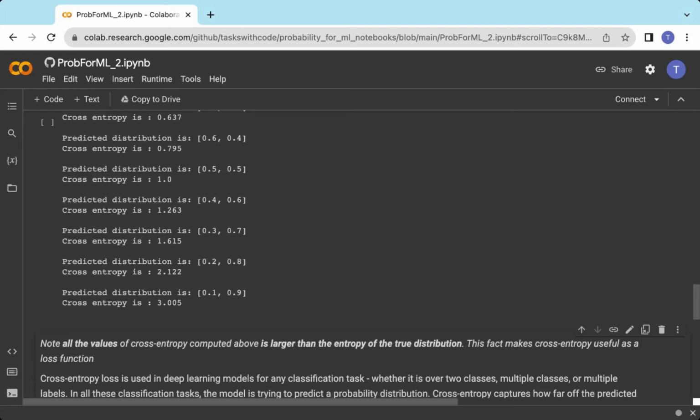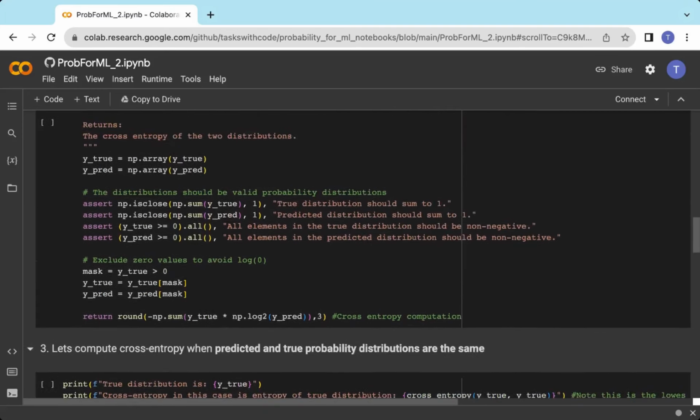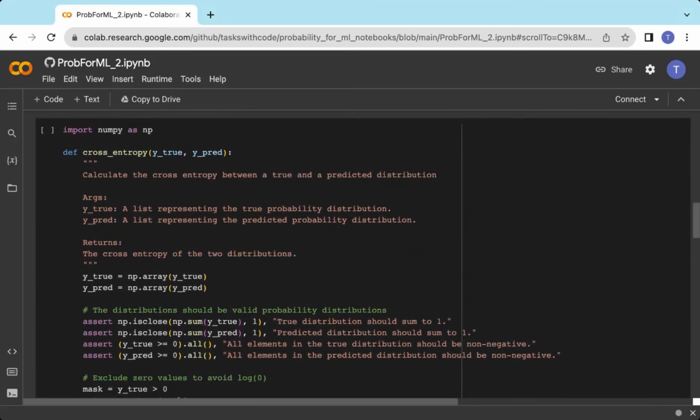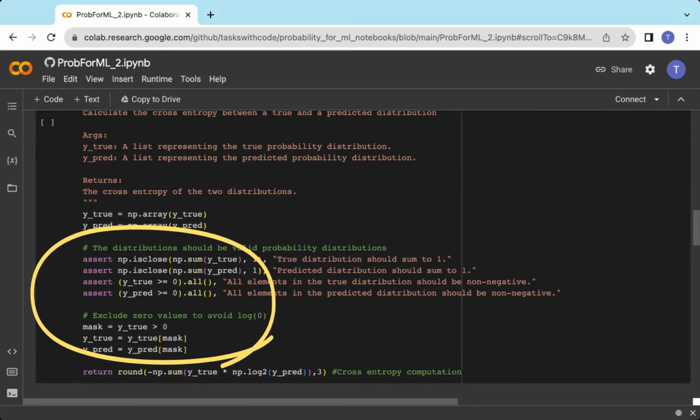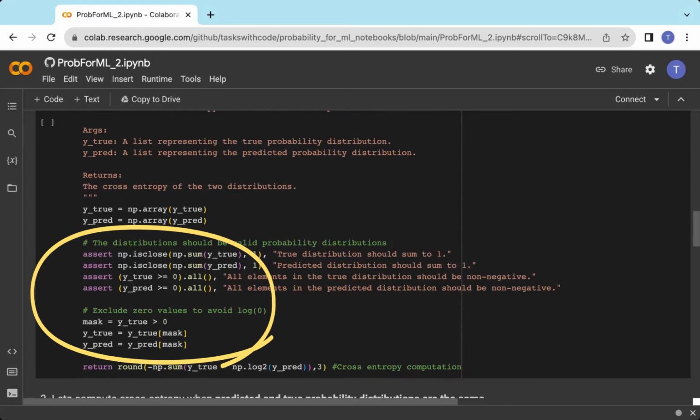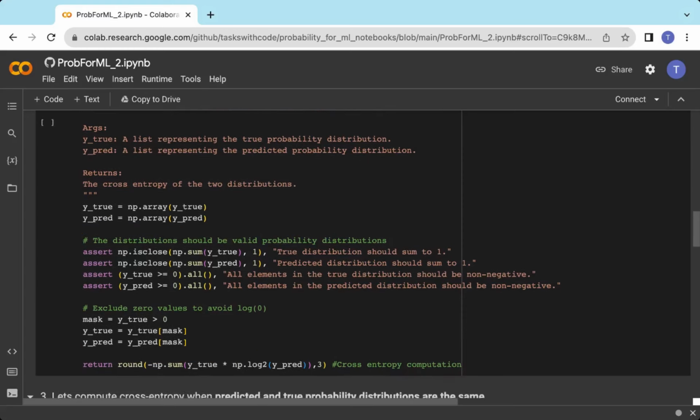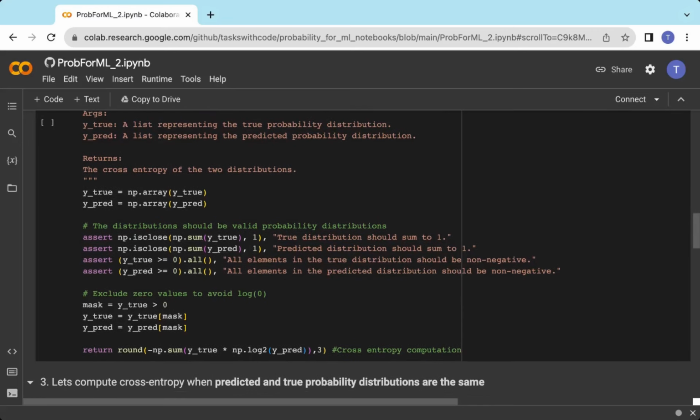Going back to the cross-entropy function, the first part of the function checks if the input's probability distributions are valid. This is done by making sure all the event probabilities add up to 1, are non-negative, and are not 0. The last line in the function computes the cross-entropy, which is weighting the entropy of each predicted event with the corresponding true probability of that event.